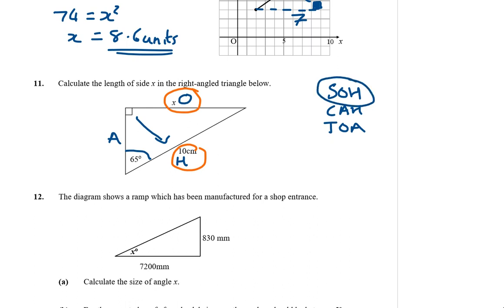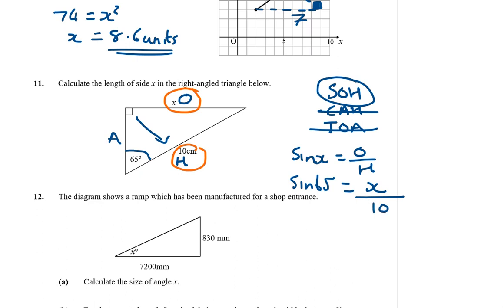It's going to be SOH, because I don't know the adjacent, so I can't use that or that. So I'm going to say sine of x is equal to opposite over hypotenuse, SOH. So that means that sine of 65 is equal to x divided by the hypotenuse of 10. I want to solve for x, so I want to get rid of this 10. How do I get rid of divide by 10? Well, I times both sides by 10. So sine of 65 multiplied by 10 is going to be equal to x.